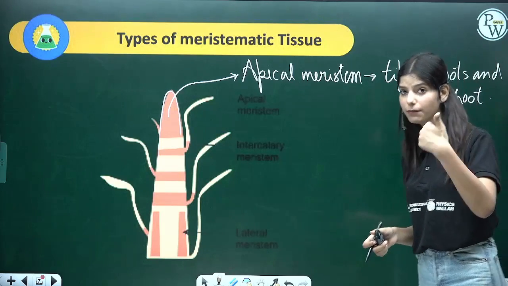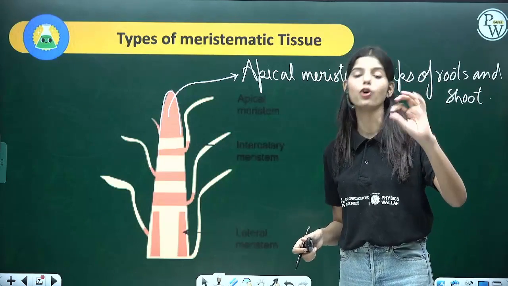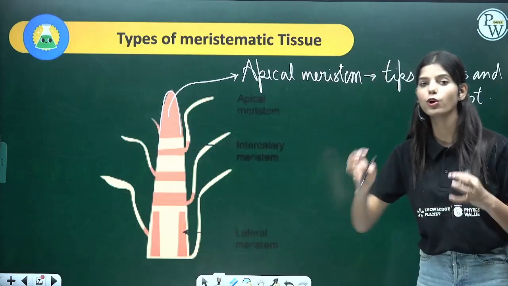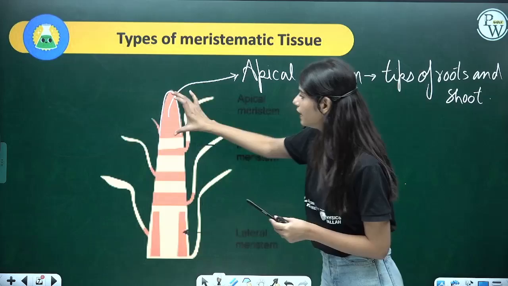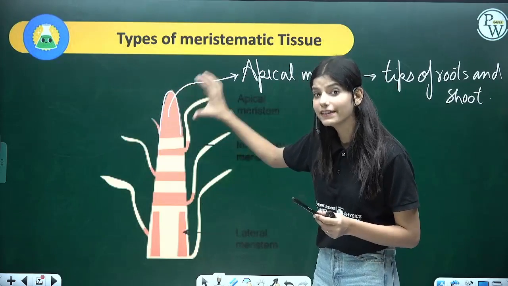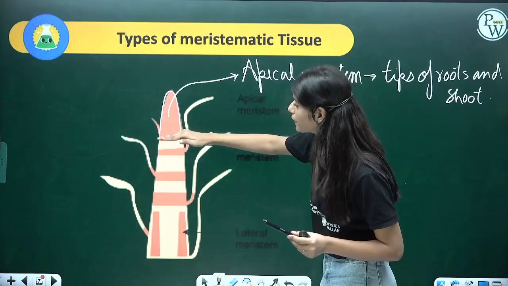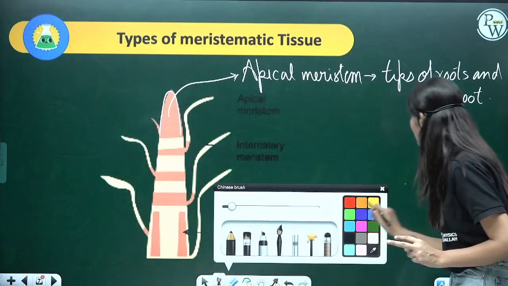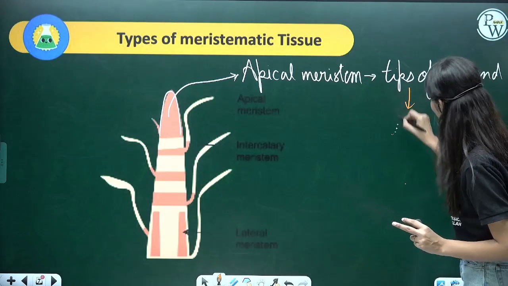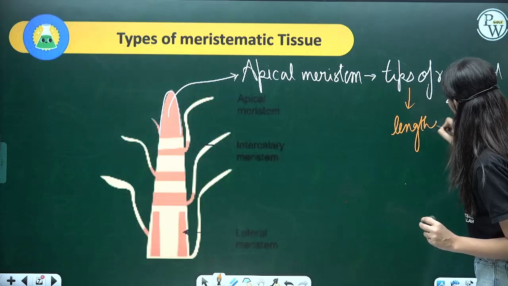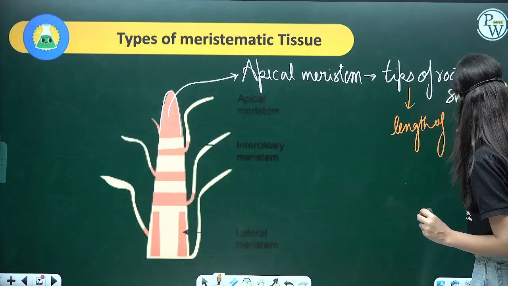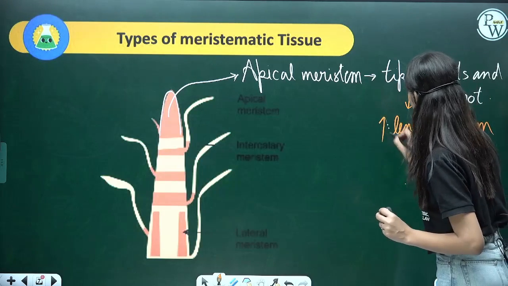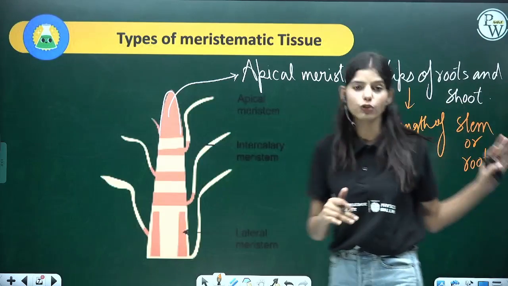One meristem is present on the tip of the root or the tip of the shoot, and it helps the plant to elongate the root or the shoot, because the apical meristem is going to divide. Because it divides, it increases in number. This stem will get elongated, and that's how this apical meristem helps the plant to increase the length of the stem or the roots as well. Okay, so it increases the length of the stem and also the length of the roots.